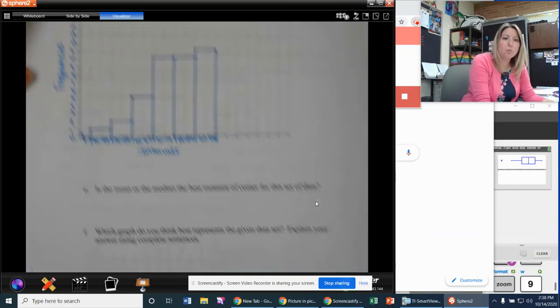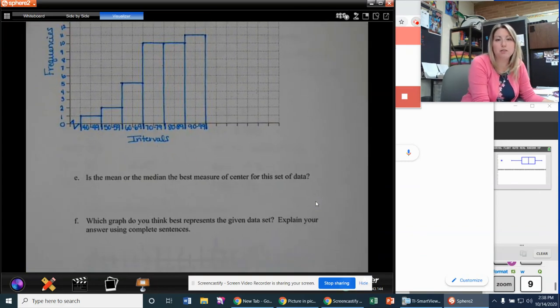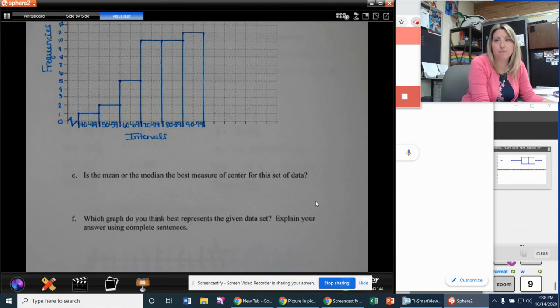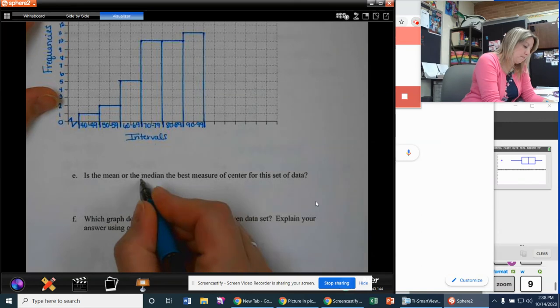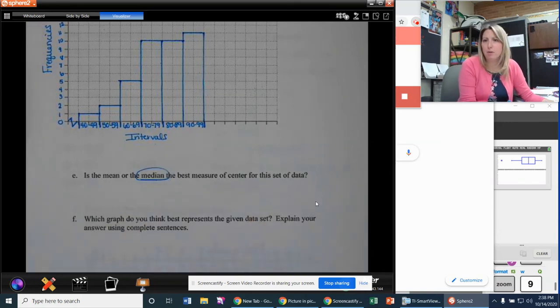There we go. So what do you think? Is the mean or the median the best measure of center for this data? Why am I going to pick the median? And typically I do pick the median, by the way. But why do I always lean towards that median?